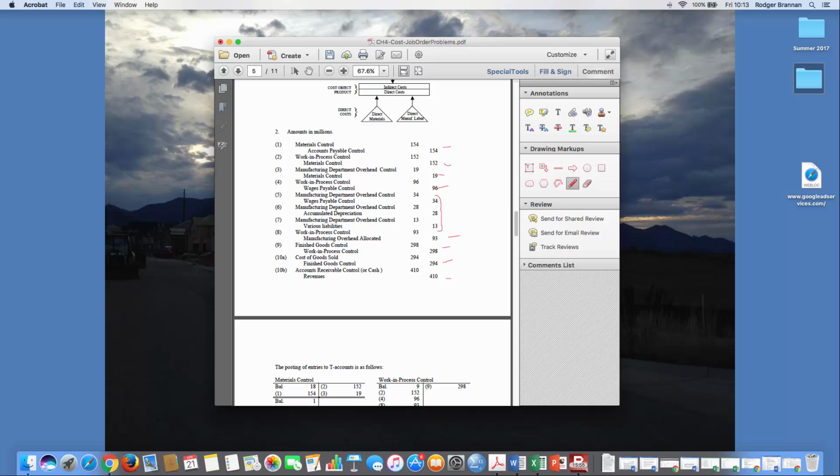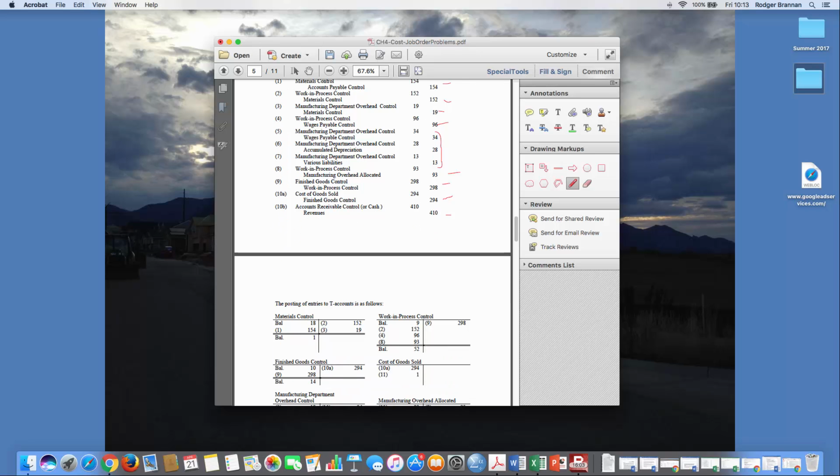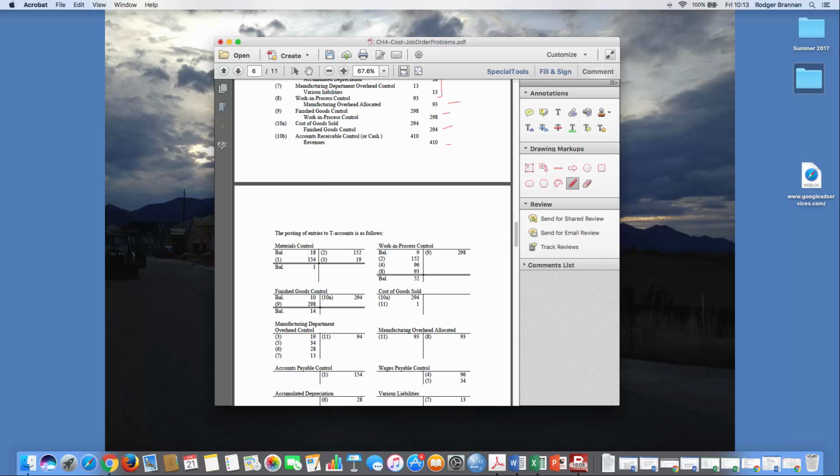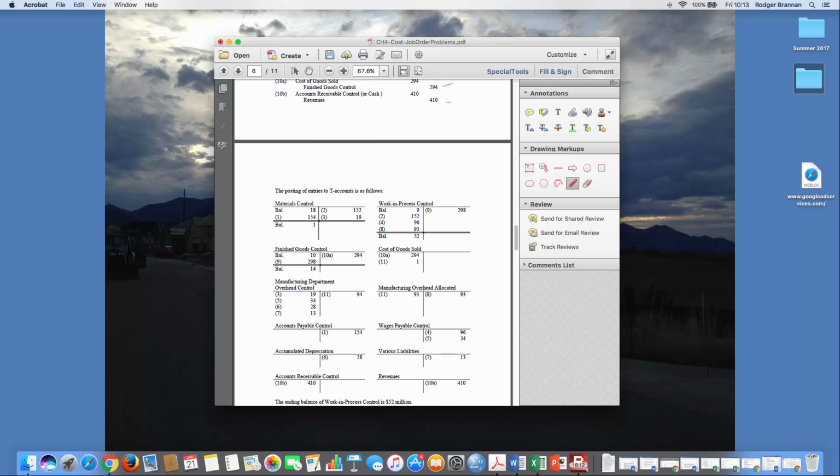To a certain extent, that's the nuts and bolts, the bread and butter of this chapter, to be able to look at these things and come up with the journal entries. Now, what they've done down here, and I'm not going to go through all the T accounts, you can double check the numbers here with the T accounts that they're creating.